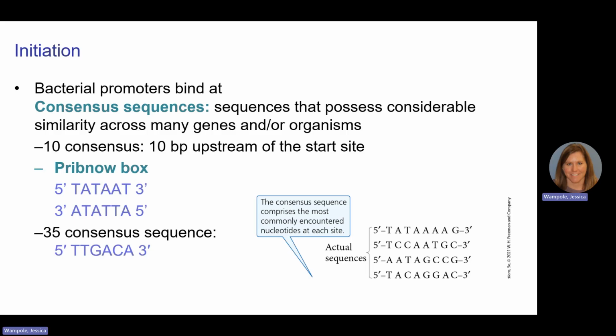So our sigma factor is going to bind at the promoter. Again, the promoter sequence is something that is similar across a variety of organisms. So when we see sequences that are the same across a variety of organisms, we call them consensus sequences, meaning they are conserved or the same across different organisms.